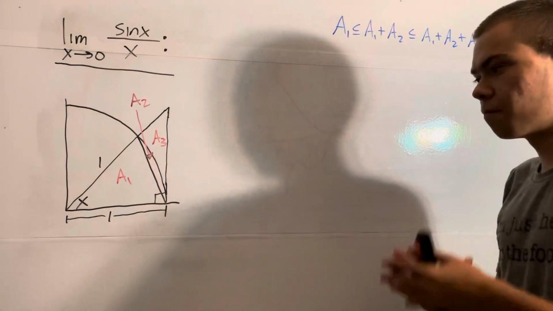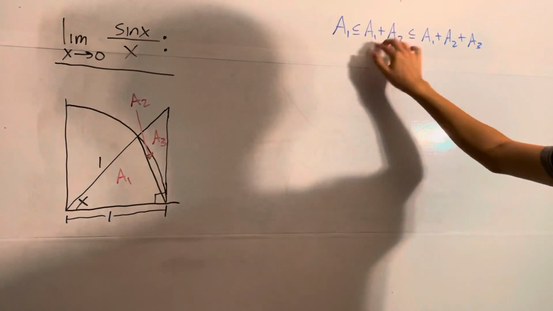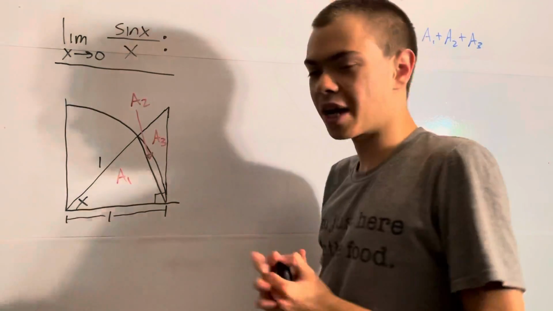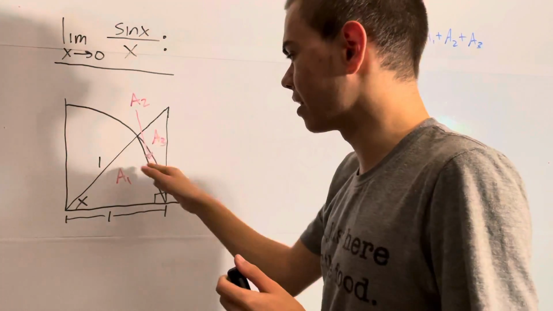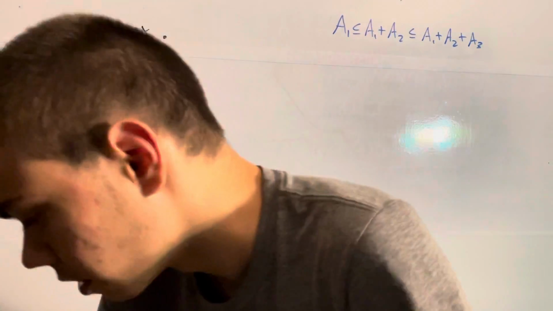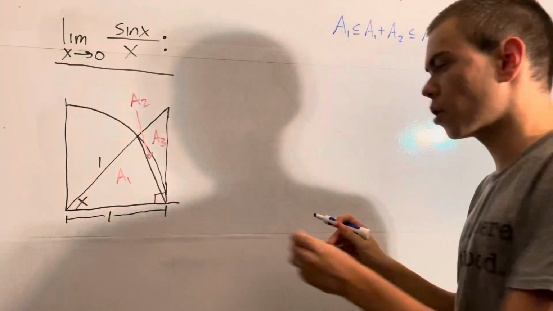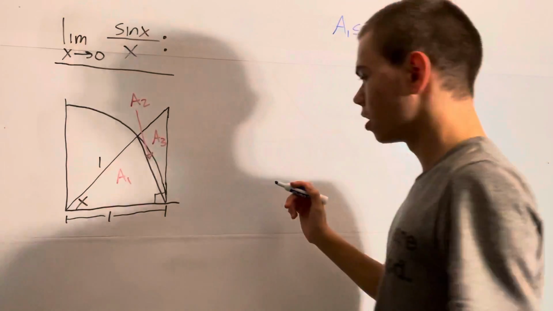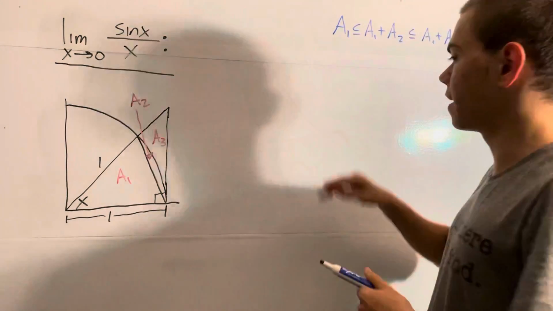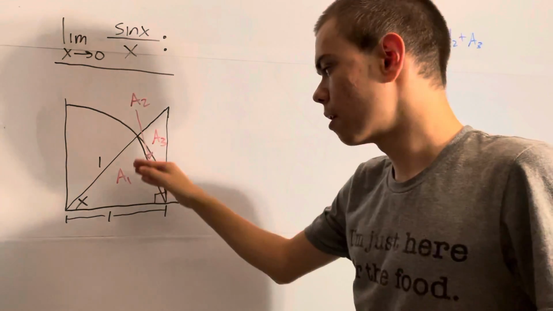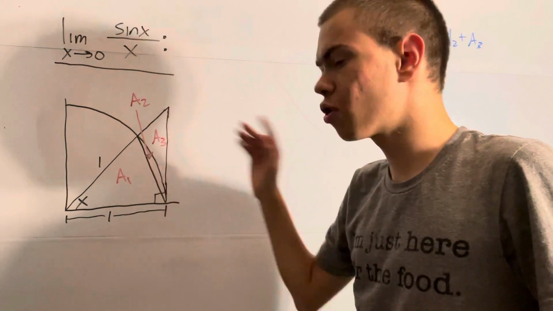Now that we know that, we have to actually find what these areas are in terms of x. To do that, we've got to figure out what some of these lengths would be. We already know that this is 1, that's 1. But remember, we have to find the areas of triangles and the area of this sector, which can be pretty easily done. But you have to find the areas of the triangles.